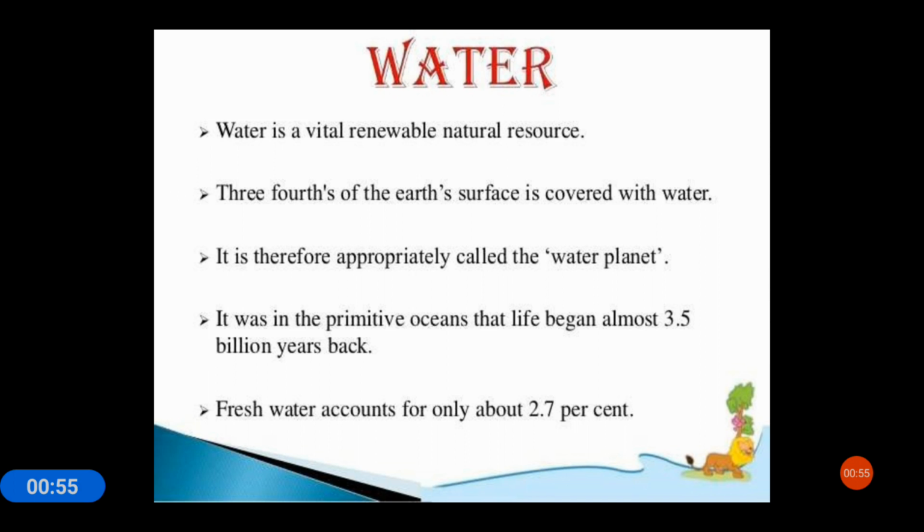Next, water is a vital renewable natural resource. 3/4 of Earth's surface is covered with water. It is therefore appropriately called the water planet. Also, it is called the blue planet. It was in the primitive oceans that life began almost 3.5 billion years back.